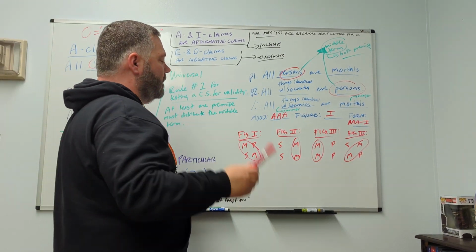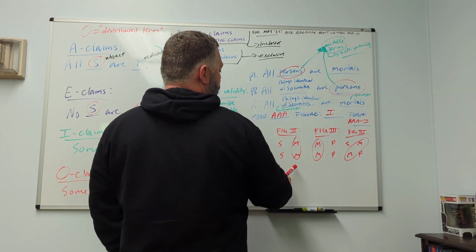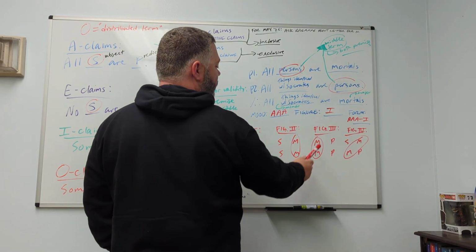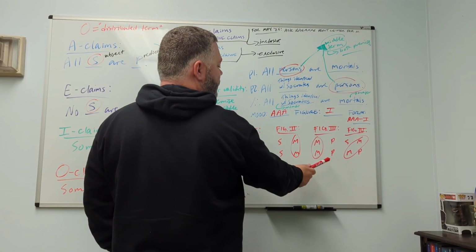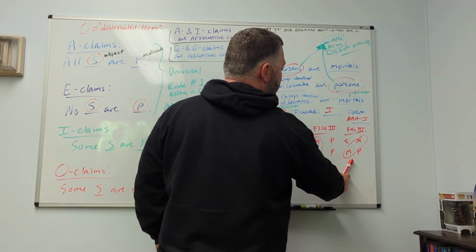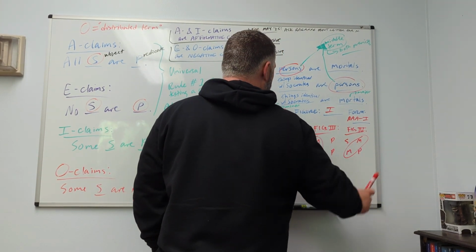All right, now, briefly, if your middle term appears as the predicate term in both your premises, that's figure 2. If it appears as the subject term in both your premises, figure 3. If it appears as the predicate term in premise 1 and the subject term in premise 2, that's figure 4.